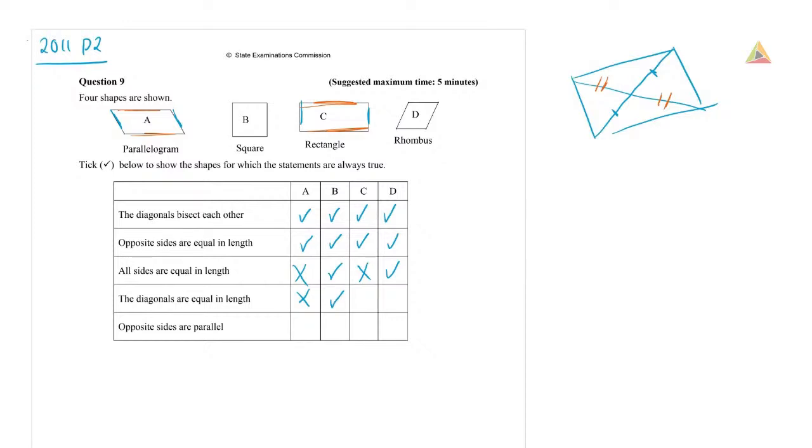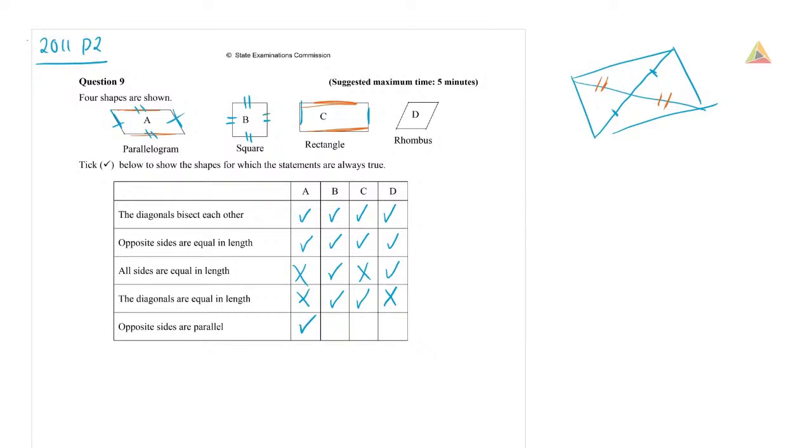For a rectangle, they are all equal in length. And for a rhombus, they are not equal in length for the same reason as the parallelogram. So then, opposite sides are parallel. So for a parallelogram, this is parallel to this, and this is parallel to this. That's true. For a square, this is parallel to this, and this is parallel to this.